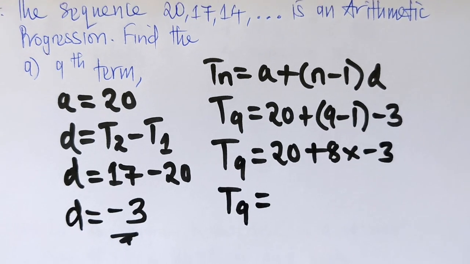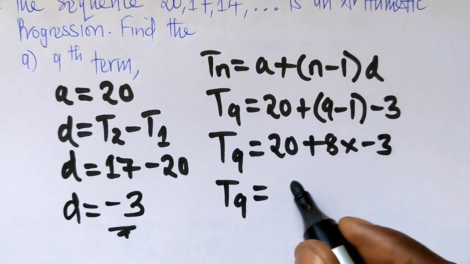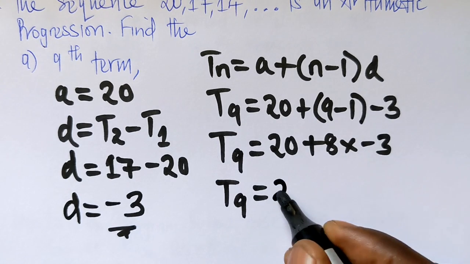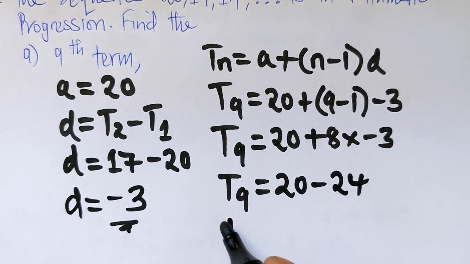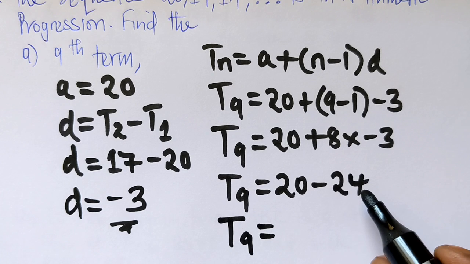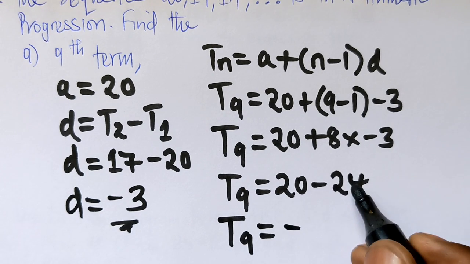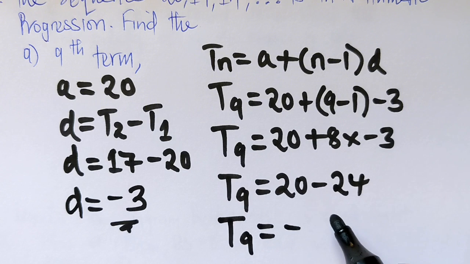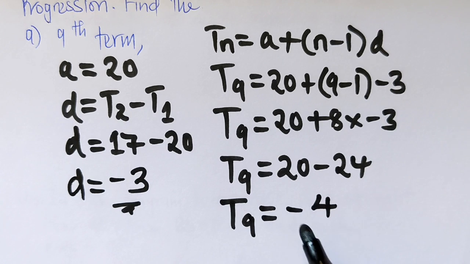T9 is equal to 8 times negative 3, which is negative 24. So the ninth term is going to equal 20 minus 24. Keep the sign of the larger number, which is negative, and then subtract 24 minus 20, which gives negative 4. So the ninth term is equal to negative 4.